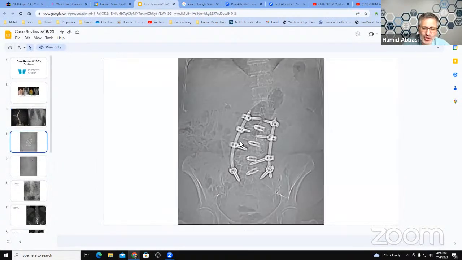Whereas in the adult, first of all, the life expectancy is not as long as a child's, but as well, the mechanics are extremely different than in juvenile scoliosis.